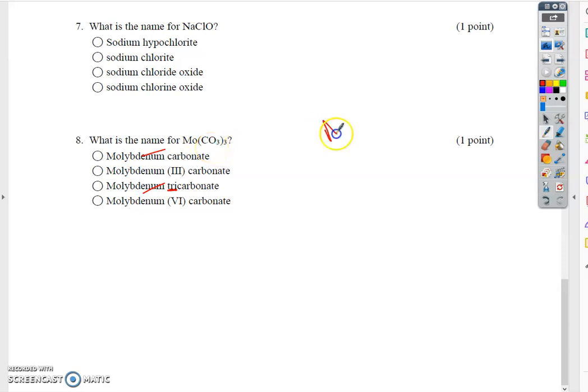So what we have to do, the only way you can figure this out is by breaking this apart. We know what carbonate is. It's -2, but there's 3 of them, so that's a -6. So this side has to be +6 to balance it out. So now what you get is molybdenum 6 carbonate.